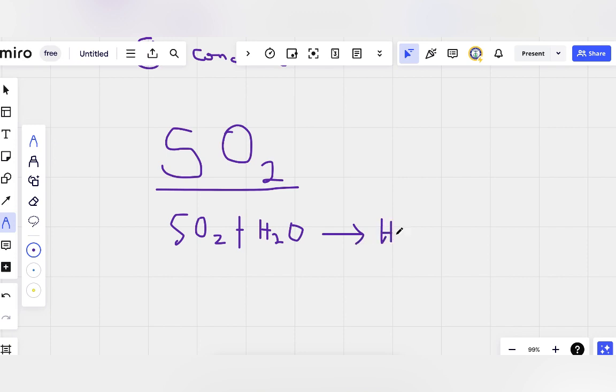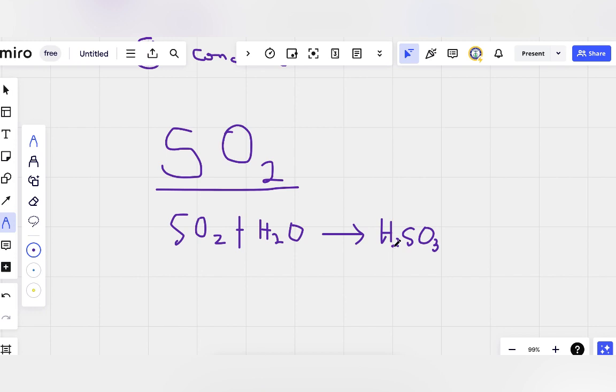H2SO3, H2 instead of SO4. Sulfuric acid is H2SO4, but this is H2SO3. This is called sulfurous acid. So whenever they react with water, they form sulfurous acid. Is that okay? They form sulfurous acid, which is also aqueous.